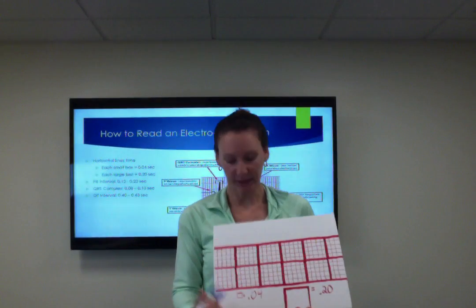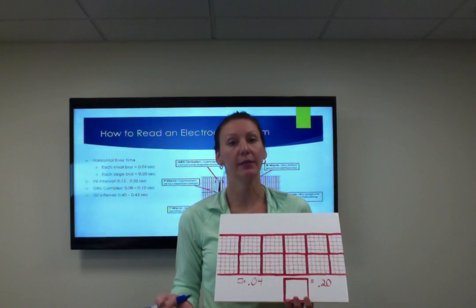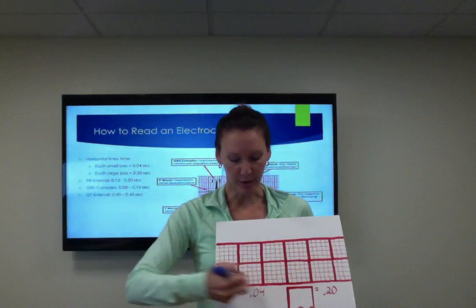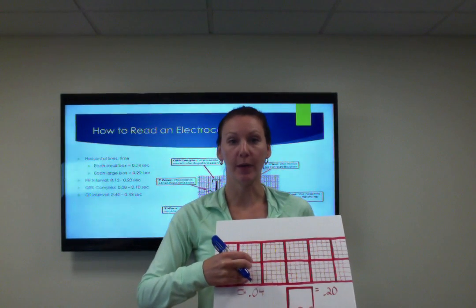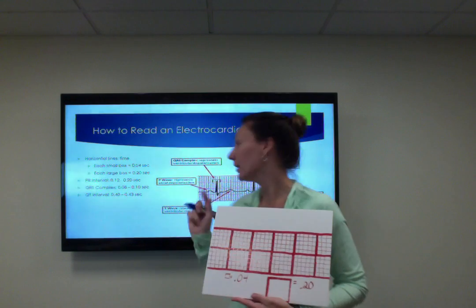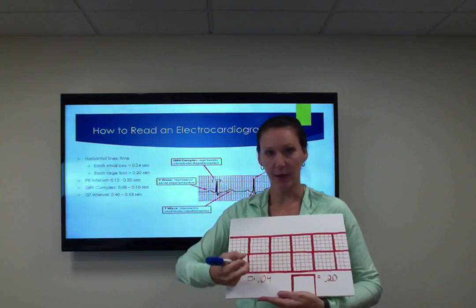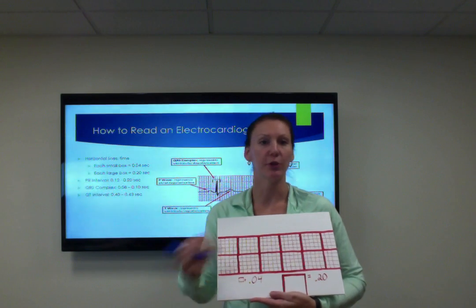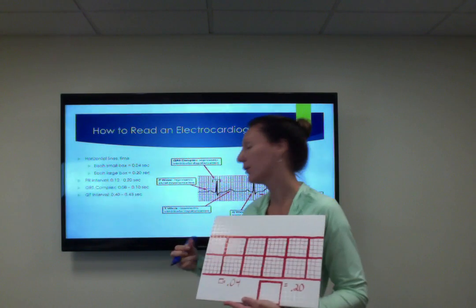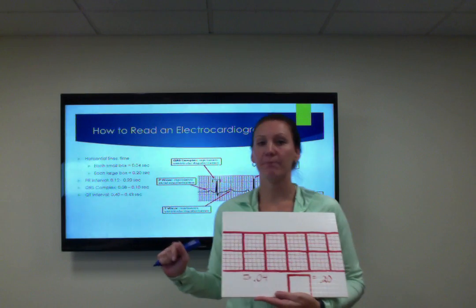So here you'll see the very small little boxes, and that measurement is 0.04. The big measurements are 5 of those little boxes, so they equal 0.20. For a good PR interval, you want to see it at one of these boxes or maybe a tad bit smaller. You don't want to see it any larger than that, or else you're going to start maybe seeing some arrhythmias.